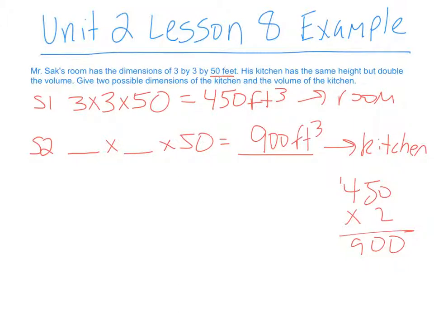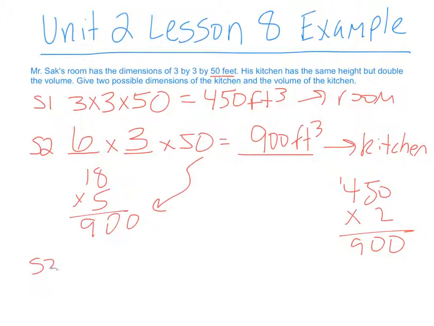So now we must think of 2 numbers that multiply with 50 to equal 900. Well, that can be very simply said by saying six times 3 is 18, and 18 times 5 is 90. Add that 0, and there's your 900. So that's one way, 6 times 3 times 50.